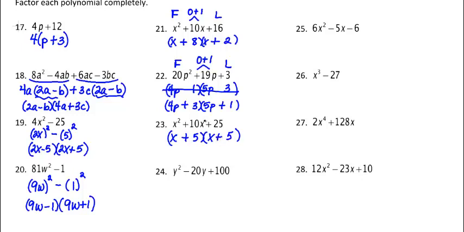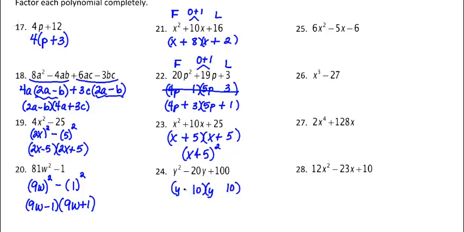And so x plus 5 times x plus 5, or x plus 5 quantity squared. 24 is y squared minus 20y plus 100. So there we are looking at factors of y squared, or y and y. Factors of 100 that can add up to be negative 20. So that would be a 10 and 10.